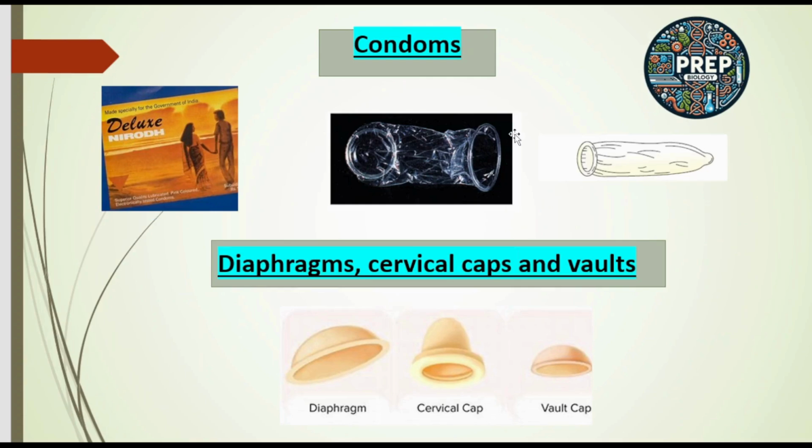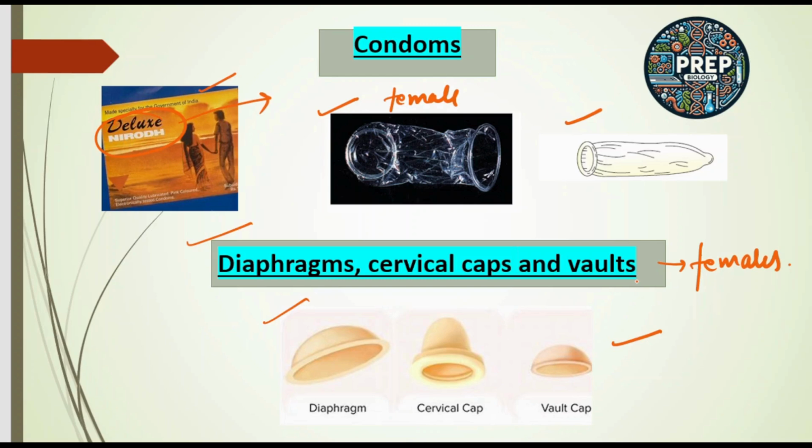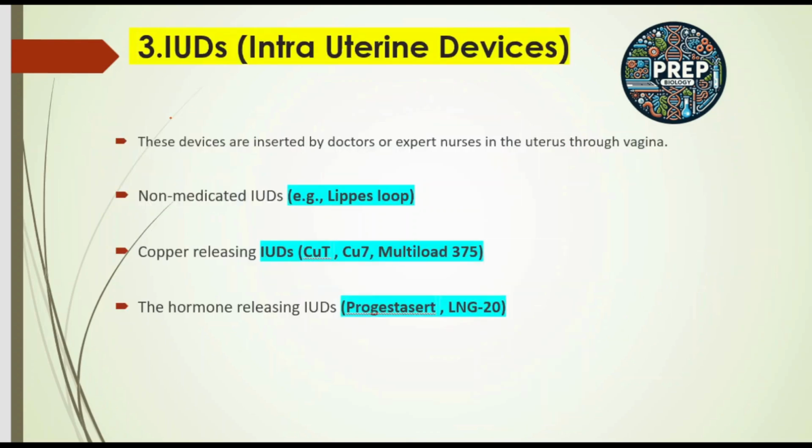If we see these different pictures, this is the male condom, and this is the condom for females, and the Nirod brand is famous for the condoms. The diaphragm, cervical caps and the vaults, which are used mainly by females, look like these caps. These are the rubber caps which prevent the entry of the sperms. Now the third very important method of contraception is the IUDs.